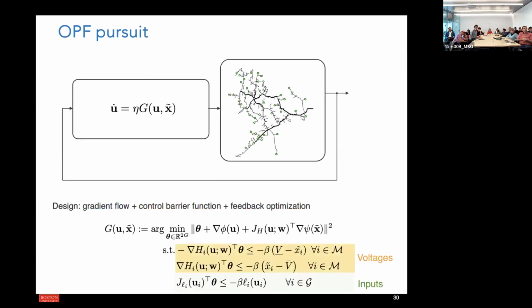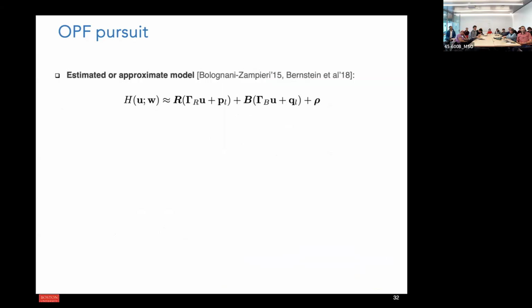Now going to the comment on the function H. Here you see that unfortunately to compute this, the gradient of H, it's very hard to compute the gradient of the Jacobian and power flow equations. So what we actually do in the implementation is to leverage an approximate model, which is approximately linear in the controllable powers and in the W.